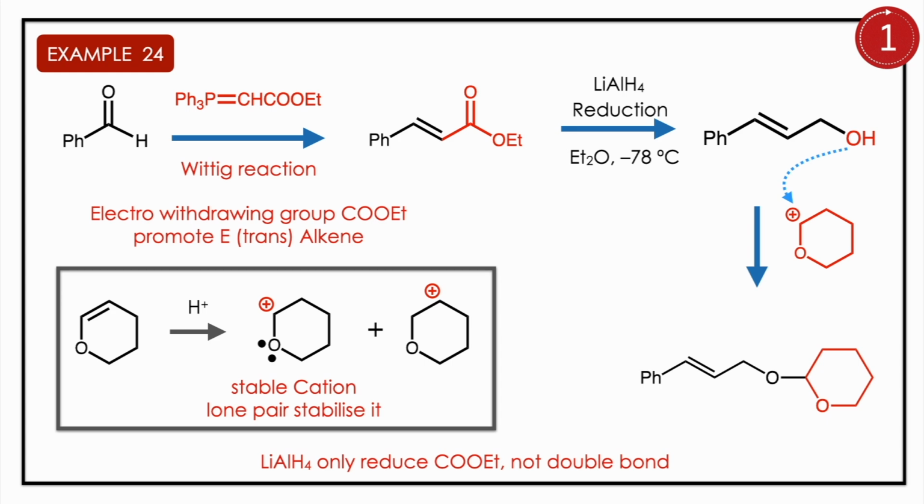Then you are using lithium aluminum hydride. It converts the ester into an alcohol. Then you are using acidic conditions. Acidic conditions promote the cation near the oxygen because the lone pair can stabilize it, the mesomeric effect. You end up with a new, unusual product. The concept you have to learn here is that the stability of the ylide dictates the final product.